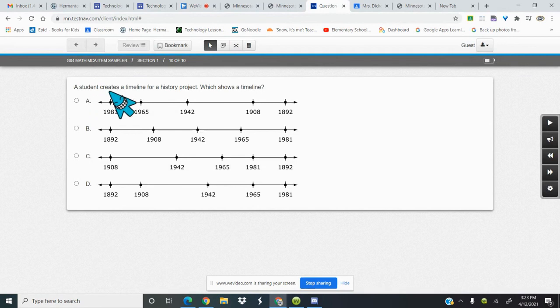Next, last question. Students create a timeline for a history project which shows a timeline. Actually, I'm going to listen to it. A student creates a timeline.